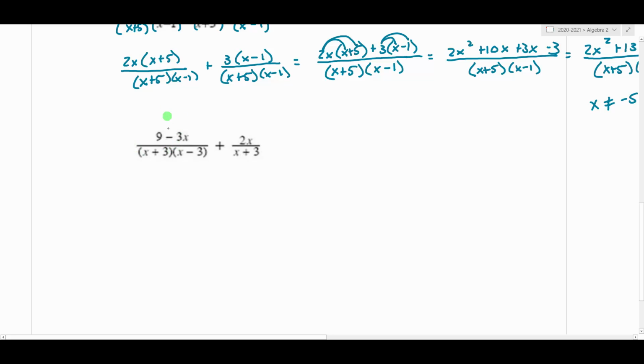So we've got x plus 3, x minus 3 in the bottom of this one. And then over here we have an x plus 3. So the denominators are not the same. So I'm going to put this in parentheses because that annoys me. And I look at this one, it's got an x minus 3. This one does not have an x minus 3. So I'm going to come over here and I'm going to multiply top and bottom by x minus 3.